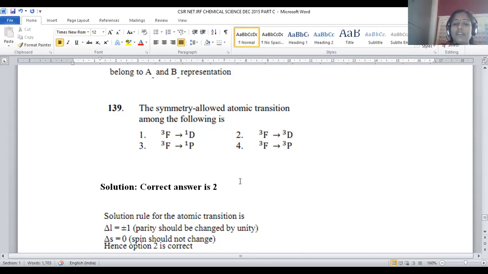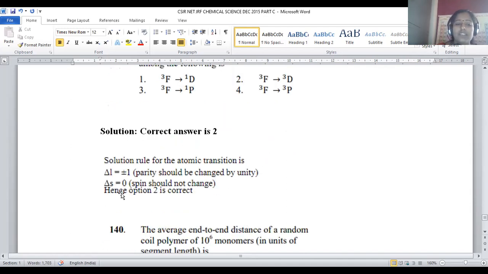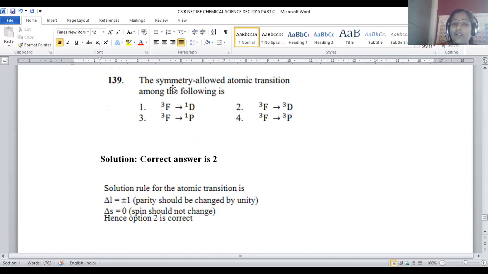So delta S should not be changed. That means delta S is equal to 0. Then delta L value should be plus or minus 1. Delta S is equal to 0. Delta L is equal to plus or minus 1. Right? So these 2 protocols should be followed in order to get a symmetry allowed atomic transition. Delta L means the azimuthal quantum number will be changed by only 1 unit. Either higher to lower or lower to higher type of transition is allowed. In case of spin, there is no change, the spin multiplicity will not be changed. So these 2 are the required conditions.